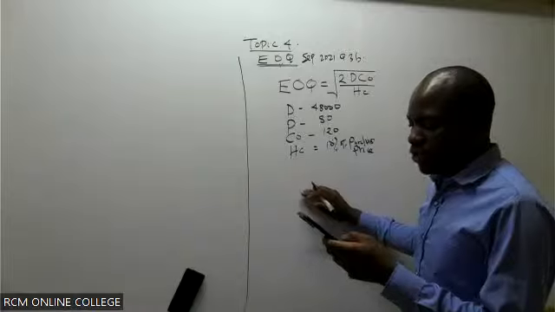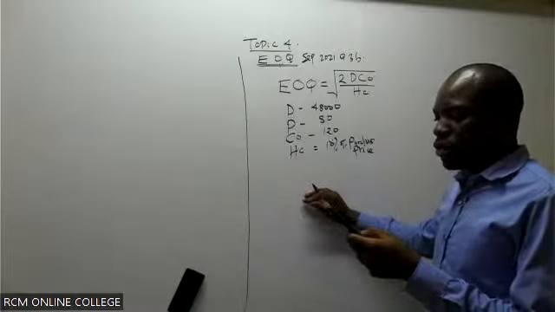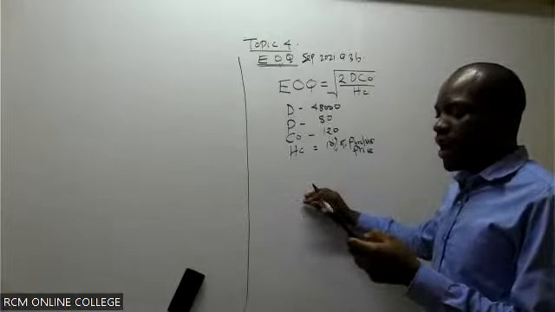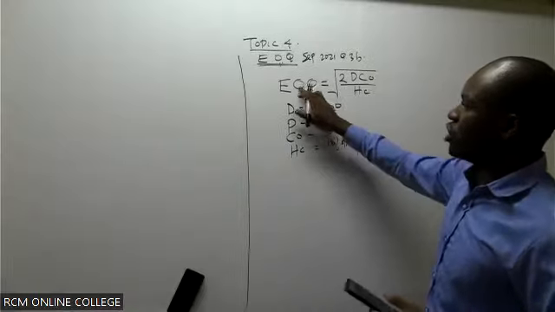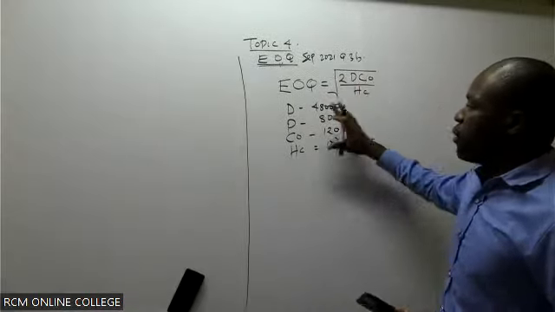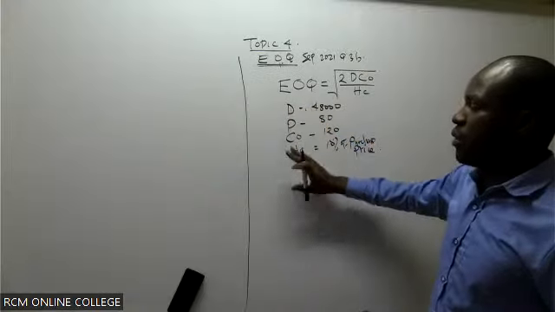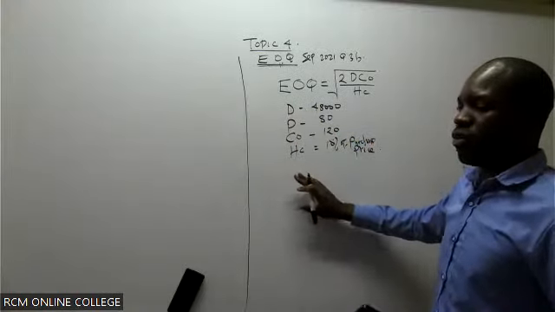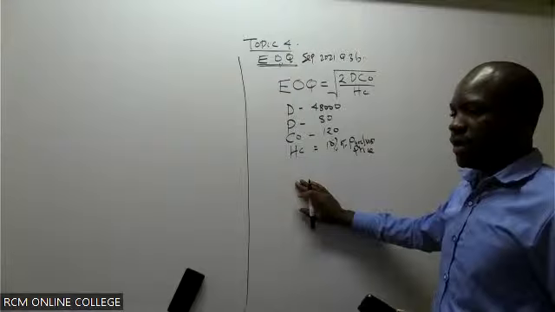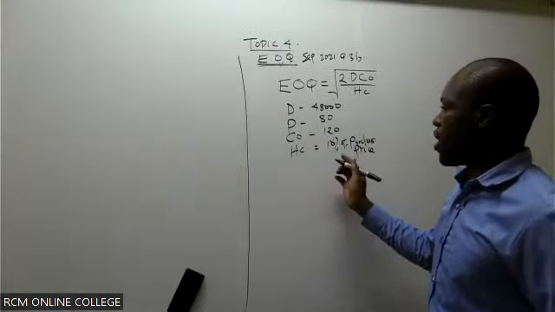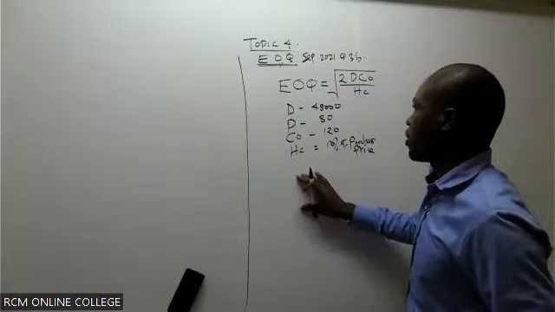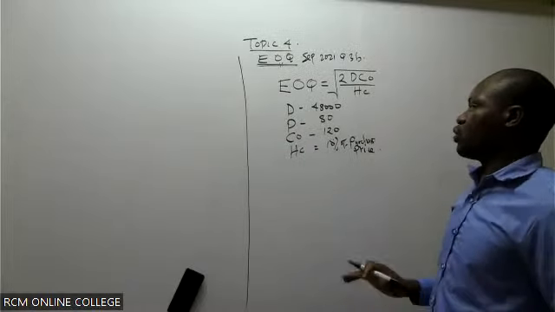The first thing they want is the economic order quantity of raw material Y. With the information that I've provided here on the board, are you able to calculate the economic order quantity? The answer is yes. So why don't you go ahead and give me that economic order quantity, then we do it together to compare the answers.